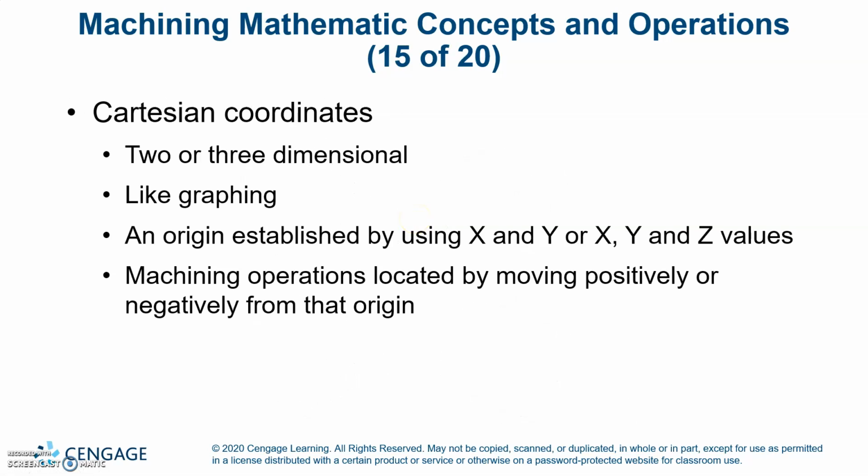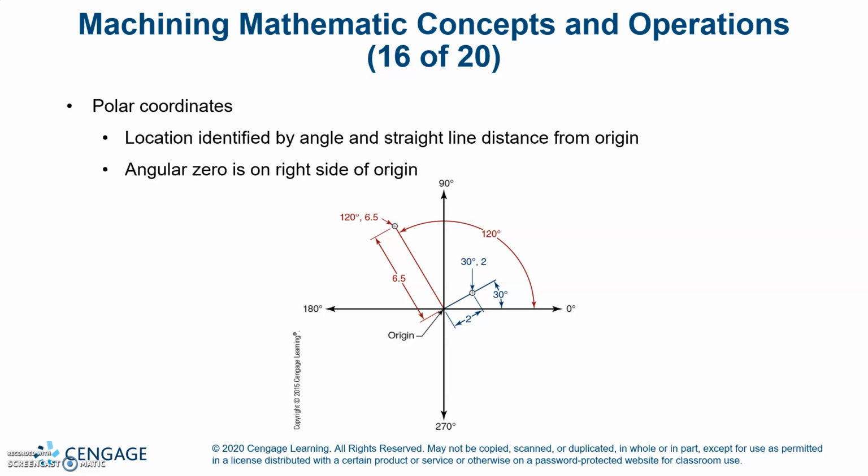Cartesian coordinates, 2 or 3-dimensional, like graphing. An origin is established by using x and y, or x, y, and z values. A machining operation is located by moving positively or negatively from the origin. Polar coordinates: location is identified by angle and straight line distance from the origin. Angular zero is on the right side of the origin.